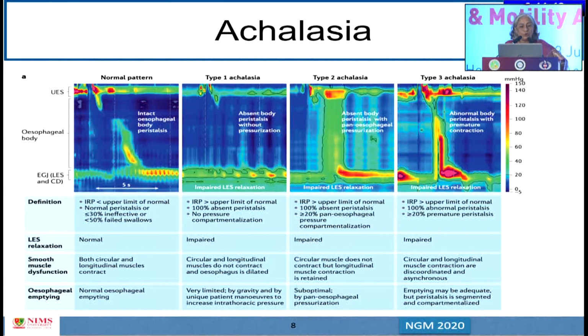So first, look at whether this is the normal. The first one is the normal. The second one is showing us there is an impaired LES relaxation, but there's absent body peristalsis as well as no pressurization. In the third one, you can see that there is a bolus pressurization here, exactly starting from the upper sphincter, going down to the lower sphincter. And you say that this is a pan-esophageal pressurization, which is associated with an impaired LES relaxation. So therefore, this becomes a type 2 achalasia. In the type 3, there is also premature contractions, as well as lack of peristalsis and an elevated IRP.